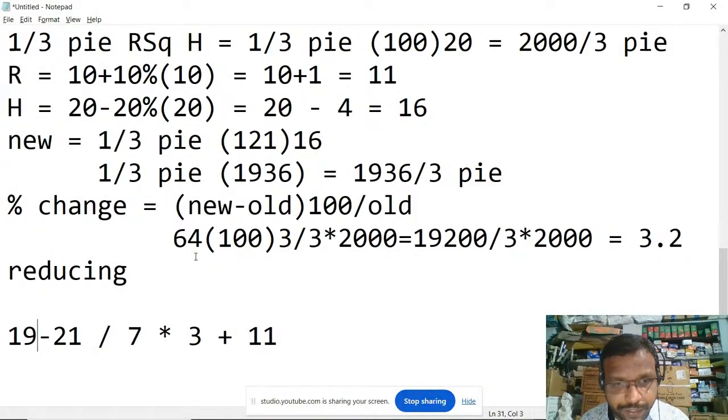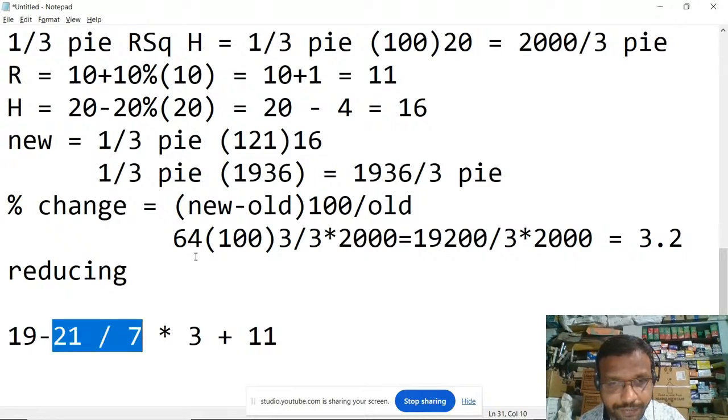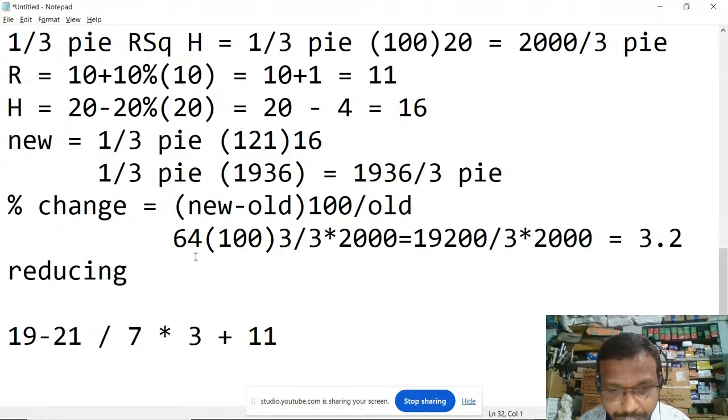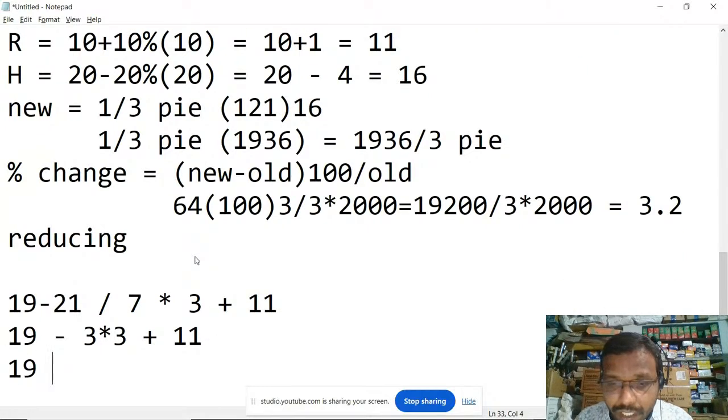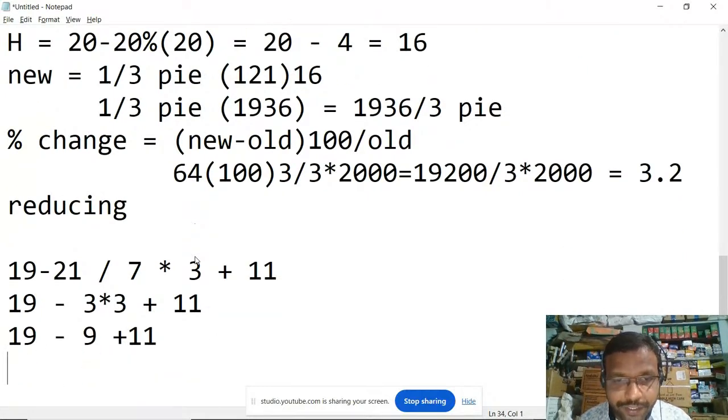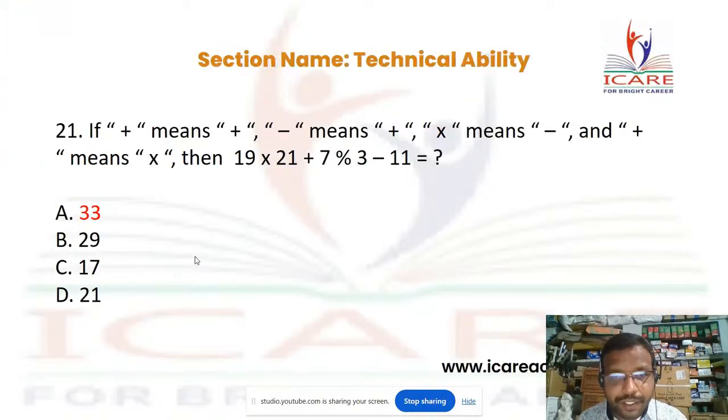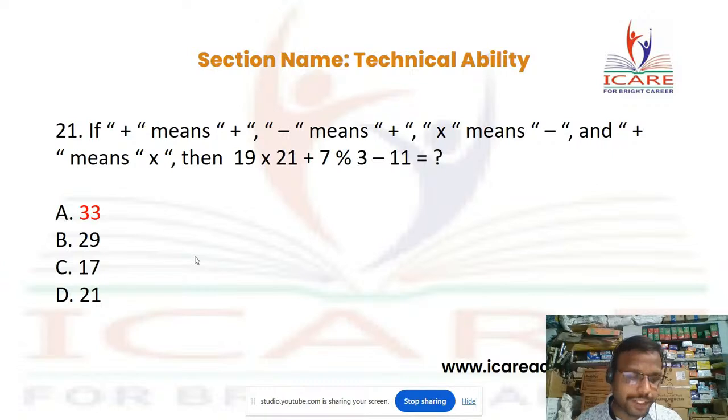So first of all, you have to give the preference for the division. 21 by 7, 3, into 3 plus 11. 19 minus 9 plus 11. So 19 minus 9, 10, plus 11. 21 is the answer. So you have to give the preference for division, multiplication, addition, and subtraction.